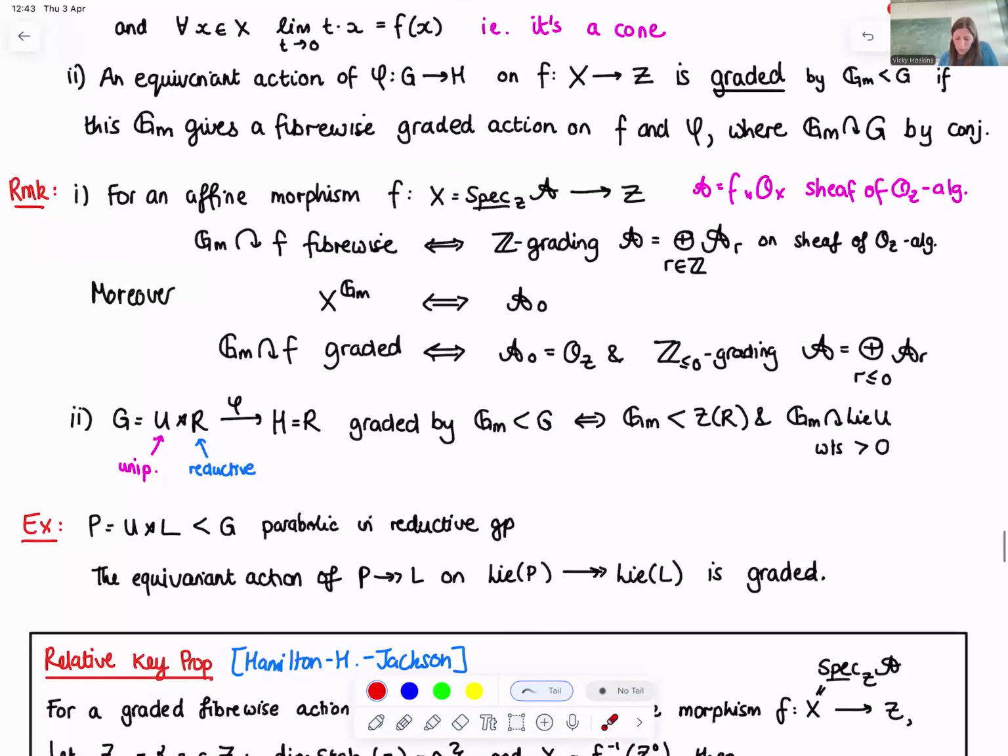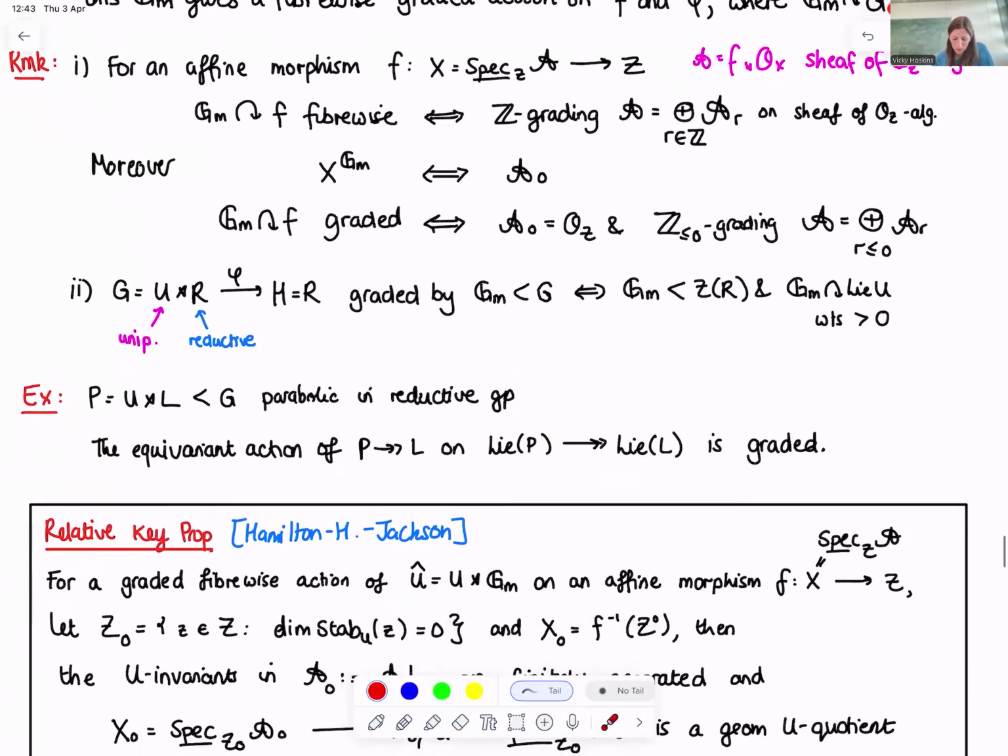And an example of a graded action to keep in mind is if you take a parabolic group in a reductive group, so again, it's got a Levi factor and you can project from the parabolic group onto the Levi factor, then there's an equivariant action of this on the corresponding Lie algebras, and this action is graded.